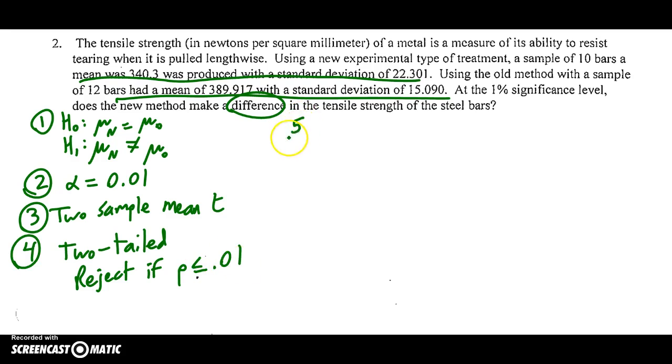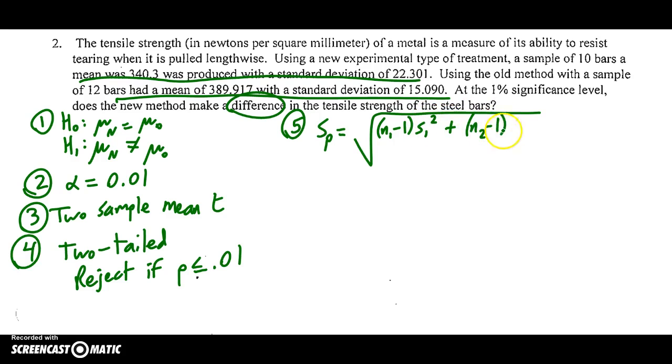All right, here's the part that will change. Step 5. When you do a 2 sample mean T test, you have to create what's called the pooled standard deviation. The formula for this is N1 minus 1 times S1 squared plus N2 minus 1 times S2 squared all over N1 plus N2 minus 2. Awful formula, I know, but that's why we have calculators. They'll do all the hard work for us.